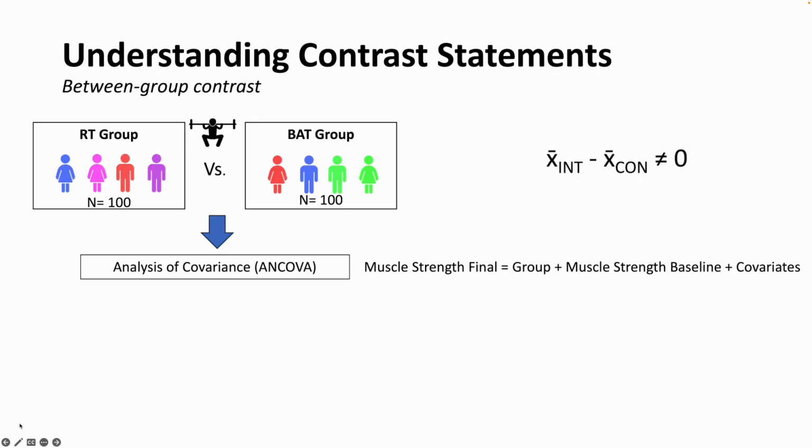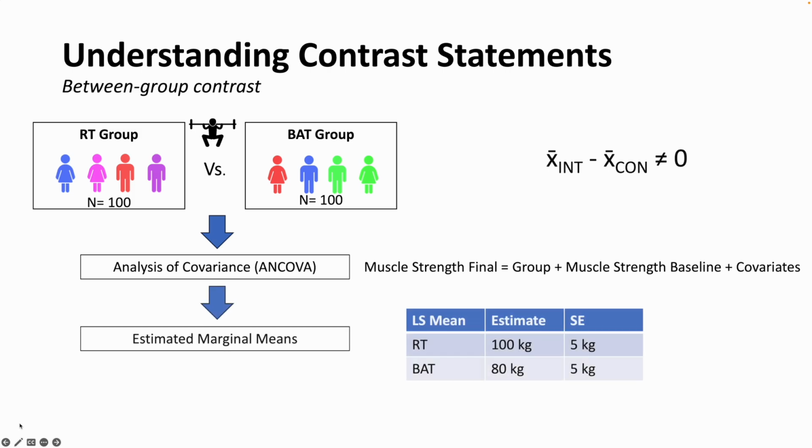So, within an analysis of covariance, assuming that we're still looking at that same model, looking at differences between muscle groups, the first thing that we would do, as you might remember, is develop our estimated marginal means of each group. So we would look at what the means of the two groups are at final, and we would see, okay, the resistance training group has an estimate of 100 kilograms, the balance and tone group has an estimate of 80 kilograms in terms of their muscle strength.